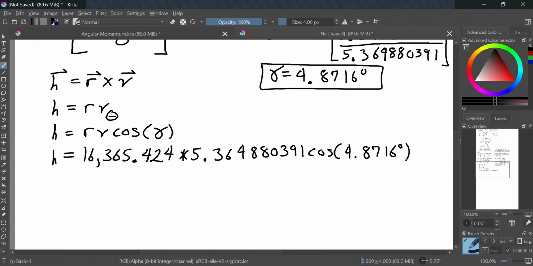4.8716 degrees. Now, already I'm doing a bit of a no-no here just because I would be treating this as an intermediate step, and I have already rounded off the decimals. But since this is just a proof of concept for you guys, hopefully you'll let me get away with that. 5.54. And I shouldn't be off by too much, assuming I did this right. 87,481 kilometers squared per second.